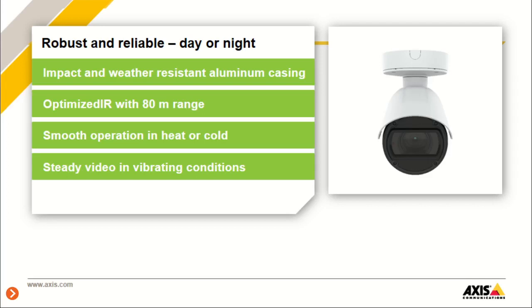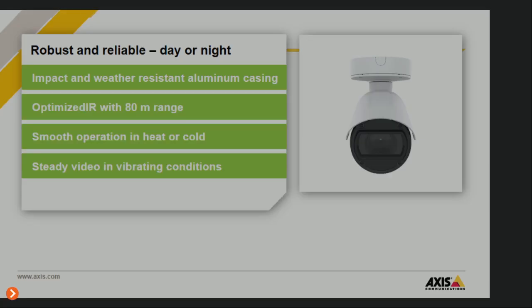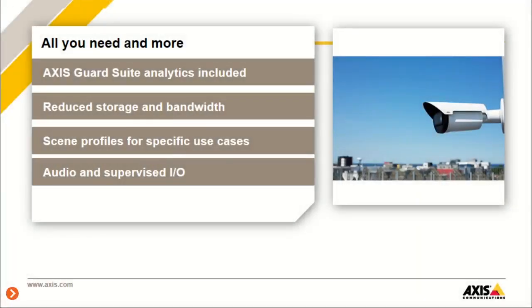And if you are looking into some vibrating conditions, for example, when it's on a pole really high, we can have something called electronic image stabilization to handle these kinds of vibrations, and we also have defog to clear images when you are looking into a foggy situation. So this is really a high demanding type of camera.